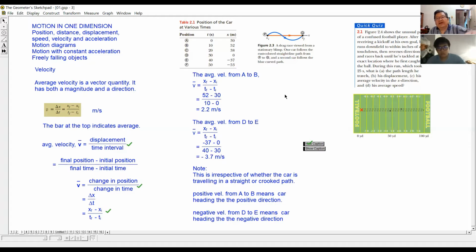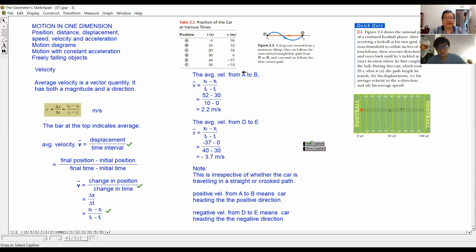So let's say if the initial position is A, the final position is E. So I need to take 37 minus 30. So it depends on which interval you are referring to, right? So it is not fixed. The average velocity is not fixed. It depends on which interval you are referring to, from 0 to 40 or from 30 to 40.